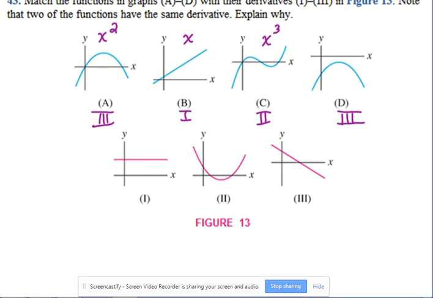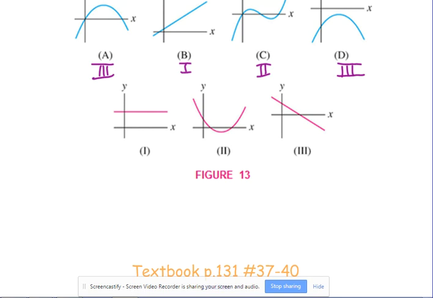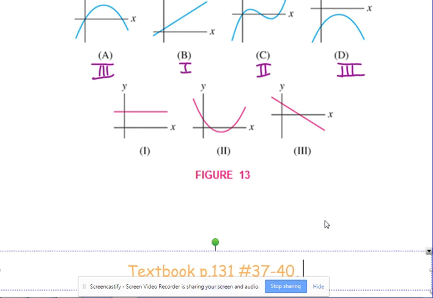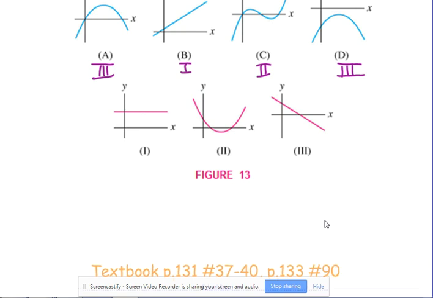I want you to practice in the textbook on page 131, and I also want you to add on page 133, number 90. Page 133 as well, number 90, that's a good example of an AP style question with this idea.